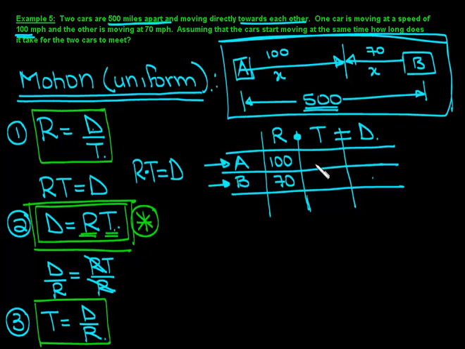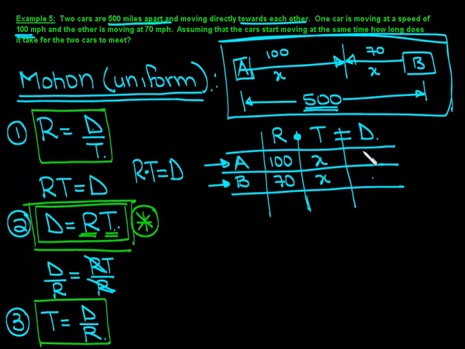Do you know how long car A was traveling? T is the time car A was in motion. We don't know that, so let's call that X. We don't need to define X. We don't have to say X is equal to the time car A was traveling, because from this table it's obvious X is the time for car A. And then car B was also traveling for X hours, because they were both traveling for the same amount of time, because they started at the same time and they kept driving.